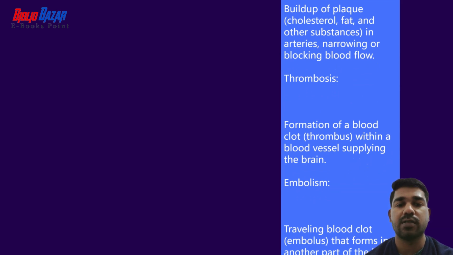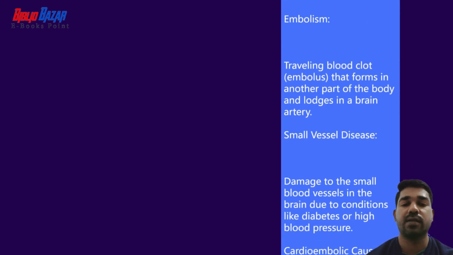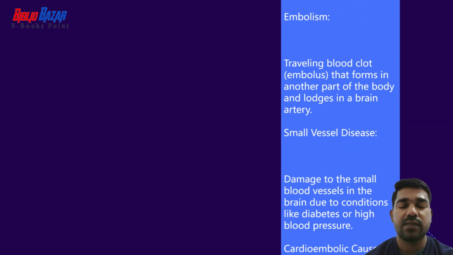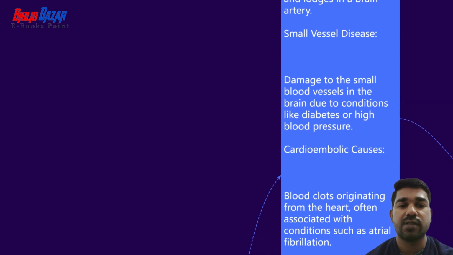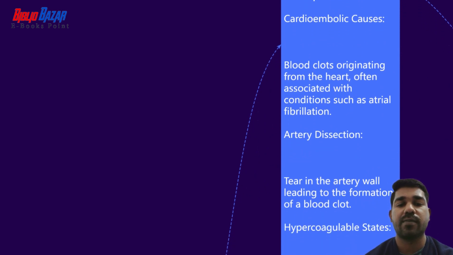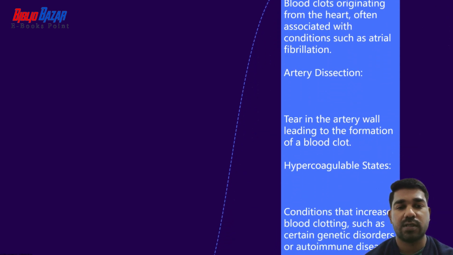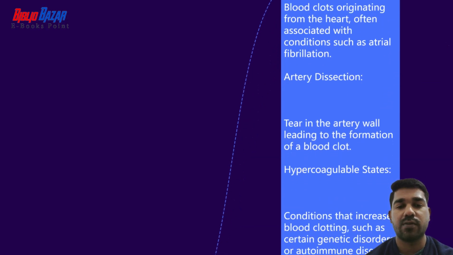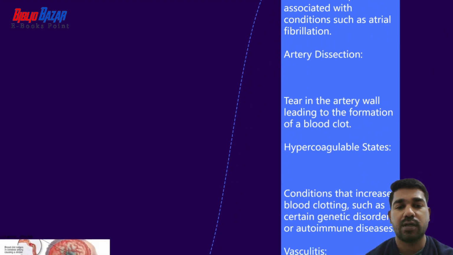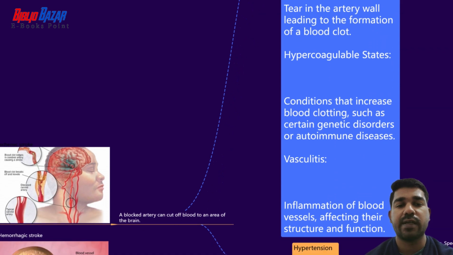The causes of ischemic stroke are atherosclerosis: build-up of plaque, cholesterol, and fat in arteries, narrowing or blocking the blood supply. Then thrombosis, formation of a clot within a blood vessel supplying the brain. Then embolism, a traveling blood clot, an embolus, which forms in another part of the body and moves to the brain arteries. Then small vessel disease, damage to the small vessels in the brain due to conditions like diabetes or hypertension. Then cardioembolic causes, mostly in cardiac patients, where a blood clot originates from the heart. In atrial fibrillation patients, the clot can migrate to the carotid artery. Then artery dissection, a tear in the artery leading to formation of a blood clot.